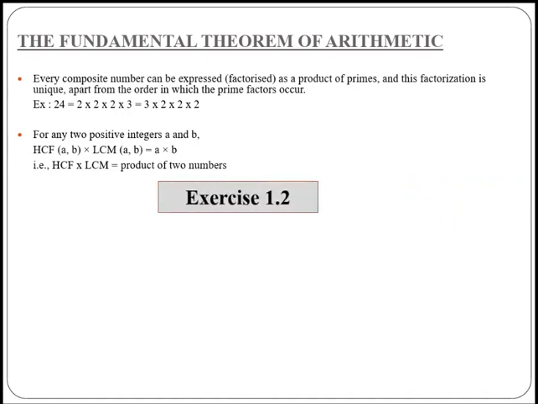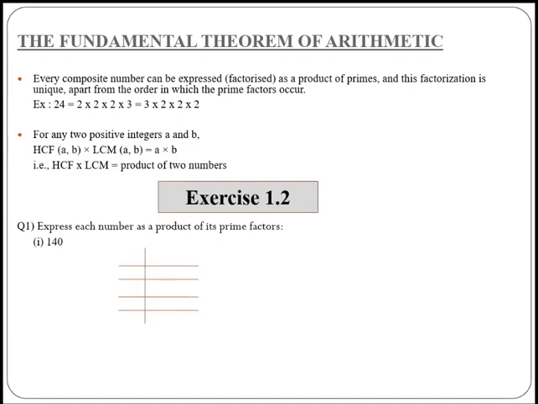So now, let's start Exercise 1.2. Question number 1. Express each number as a product of its prime factors. All of you know how to find prime factors. So for 140, we will find the prime factors of 140. 140 can be written as 2 into 2 into 5 into 7. They are known as the prime factors of 140. Similarly, you can find the prime factors of 156, the third one is 3825, and so on.